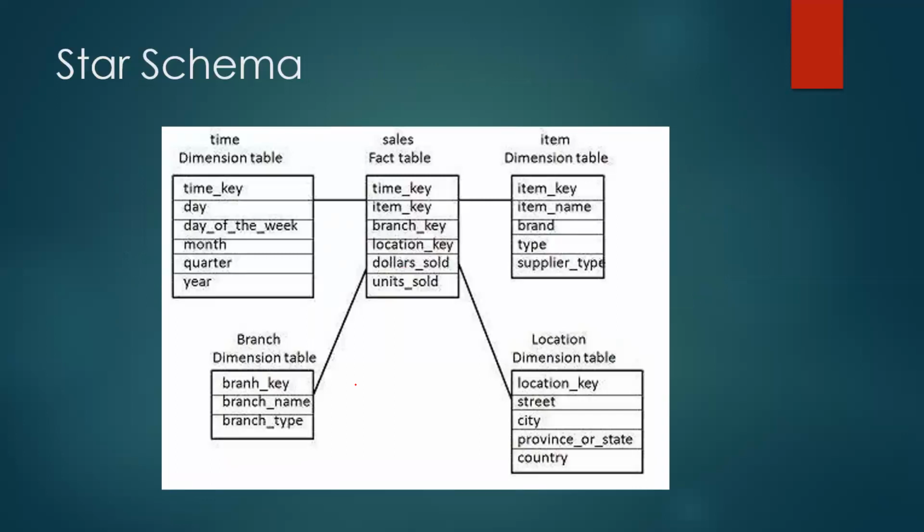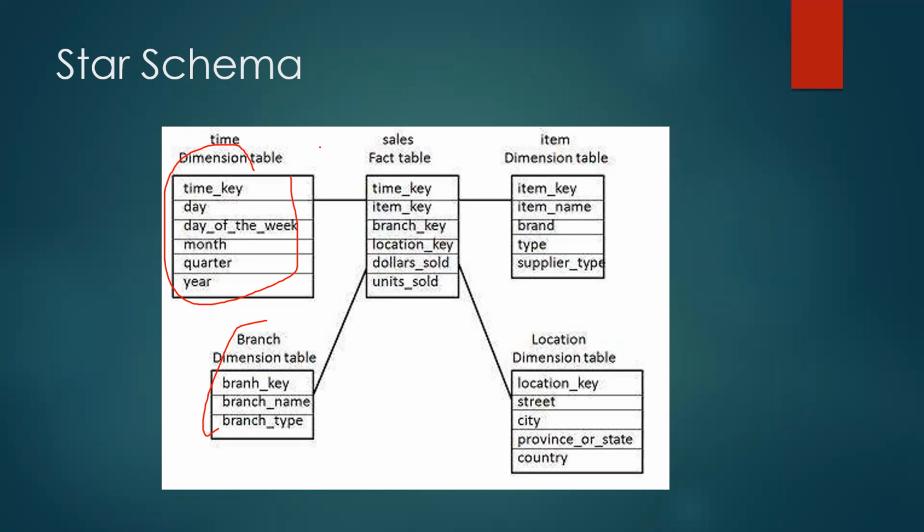The first schema is called star schema. Each dimension in a star schema is represented with only one dimension table. Always one dimension table. For example, you have sales and the columns of sales, that's a separate table. Branch is a separate table. Location, item, sales, all are separate tables. So there's a fact table at the center, and you have dimension tables around it. That's called star schema.